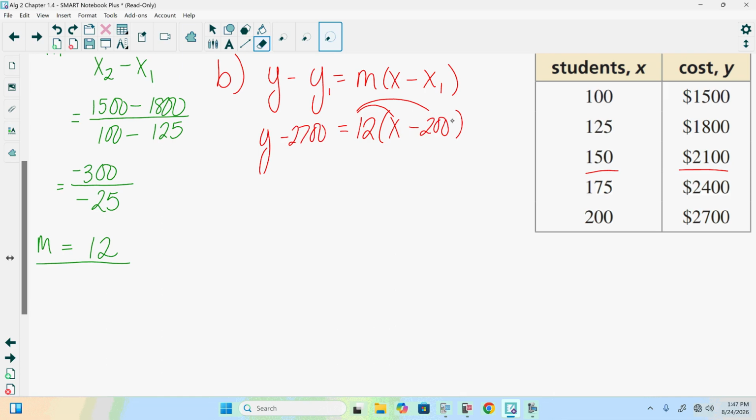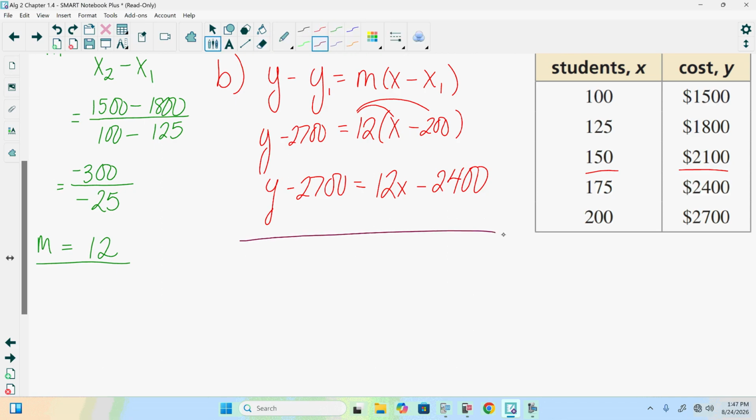So even if I chose 200, 2700, we'd still multiply by 12. And you don't have to write this, because 12 times x is going to be 12x. 12 times 200, 12 times 2 is 24, so this would be 2400. But instead of adding our 2100, we're now going to add 2700.